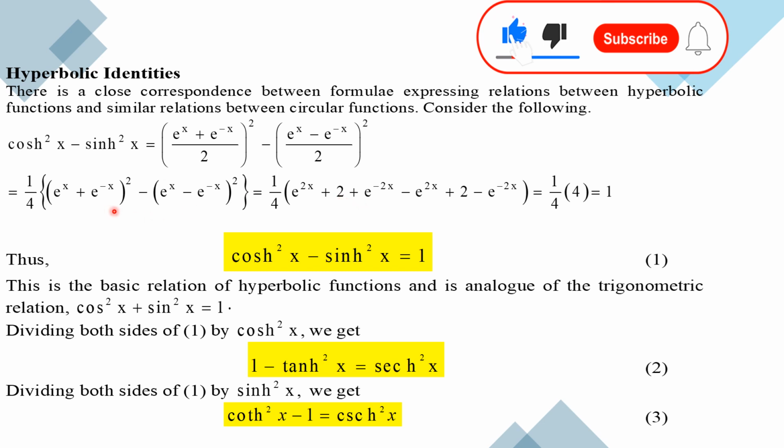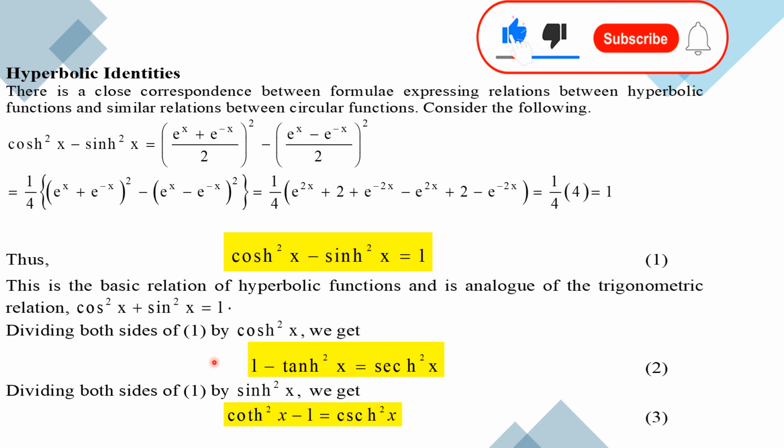And e^(-x) square is e^(-2x). Similarly, minus here, take the square: e^(2x) minus 2 plus e^(-2x). So 1 by 4, these will cancel with that, and 2 plus 2 is just 4, so it is equal to 1. So cosh square x minus sinh square x is equal to 1. This is the basic relation of hyperbolic functions and is the analog of the trigonometric relation cos square x plus sin square x is equal to 1.